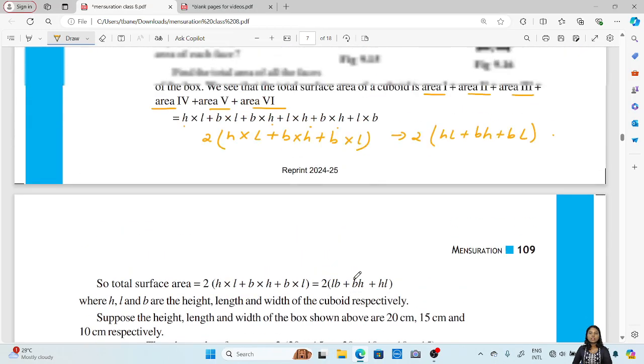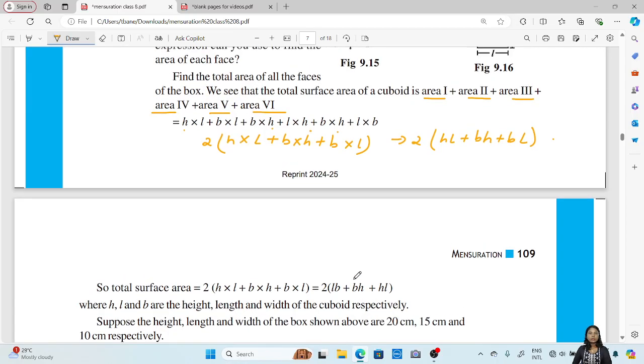Now say what is given to you is length is 15 centimeter, height is 20 centimeter and breadth is 10 centimeter. So now you have to find the surface area.